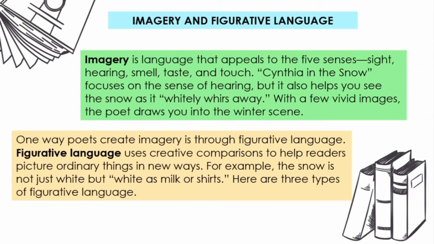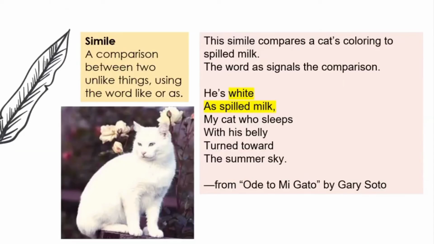One way poets create imagery is through figurative language. Figurative language uses creative comparisons to help readers picture ordinary things in new ways. For example, the snow is not just white, but white as milk or shirts. Here are 3 types of figurative language.